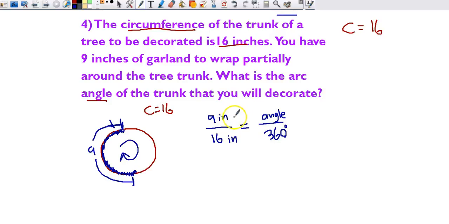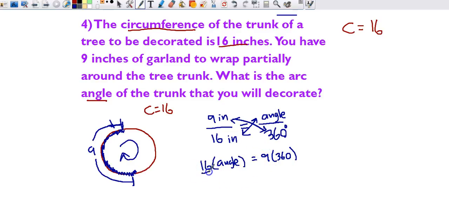If we actually cross multiply, remember we multiply these together, and we multiply these together, and divide, you would get 16 times the angle equals 9 times 360. So that's cross multiplication. We always use those when we set up proportions to solve them.